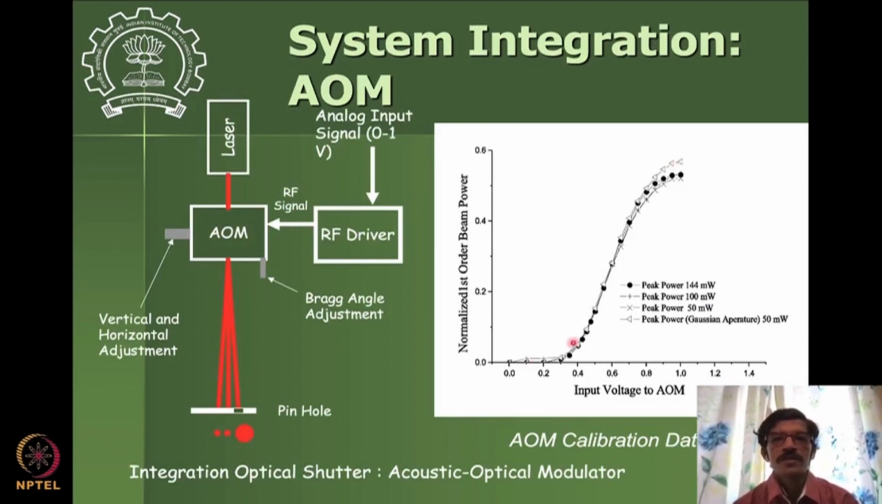This is how we have characterized the power of the beam coming out as the input voltage to the acousto-optic modulator is changed. You get a laser spot whose power changes depending on the voltage given as input to the AOM. If you want to switch off the beam, you give 0, and if you want to switch on the beam at a certain point, you give something like 0.6 volts to get that much intensity for the laser beam.